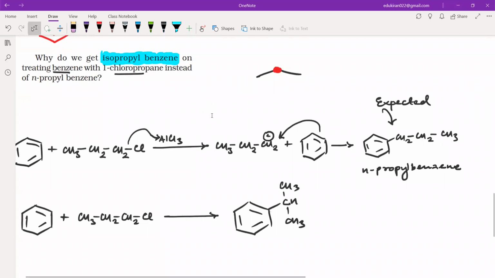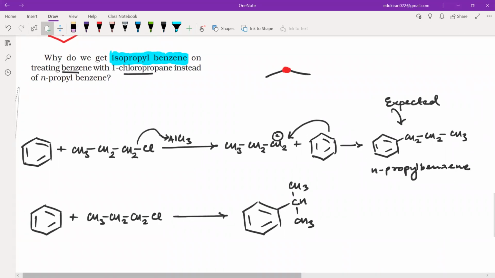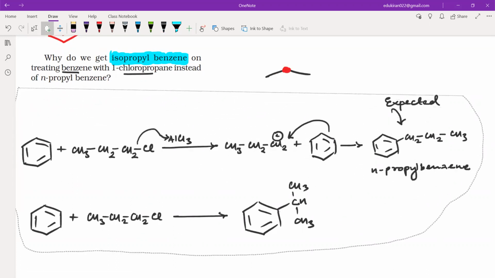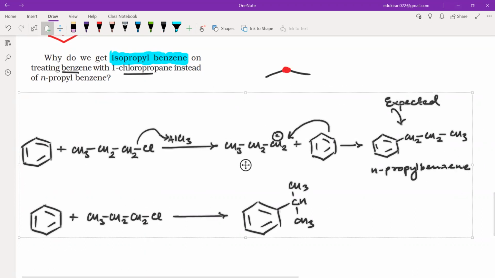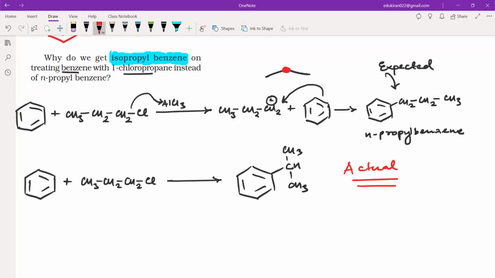So the reason for this has something to do with the carbocation, because carbocation तो वही बनेगा. There is no question about what will be the carbocation formed. The carbocation will be the same carbocation that we have formed in the first reaction. This is the actual reaction that happens, and they are asking the reason why it's happening.